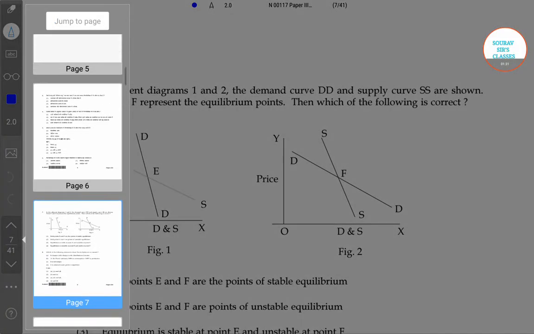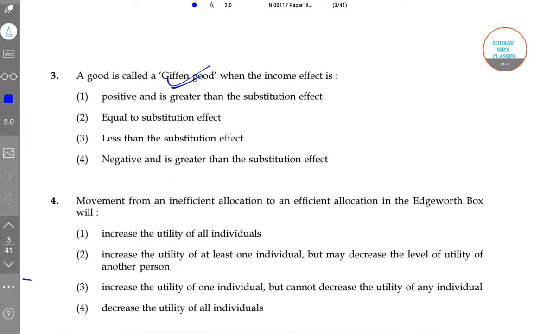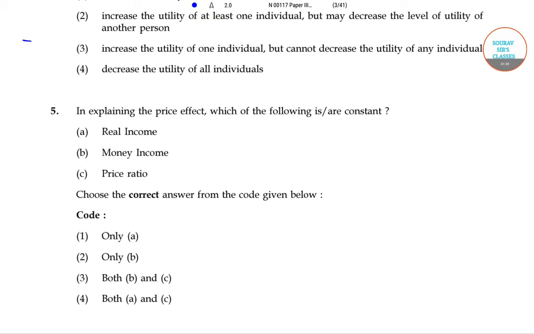So now we'll go to question number 5. In question number 5 it is given, in explaining the price effect, which of the following is constant? For this we know, say for example, this is the budget line, this is the x-axis for commodity X, and this is for commodity Y. Now we know it is M by Px, and M by Py. For why it is M by Px and M by Py, you can refer to the other videos on consumer equilibrium that we have made.